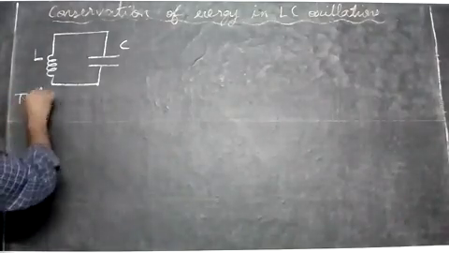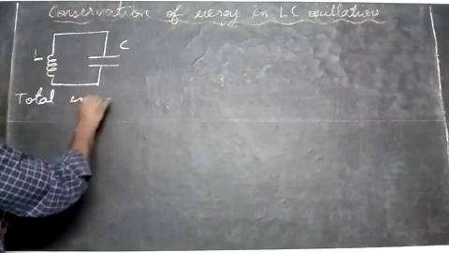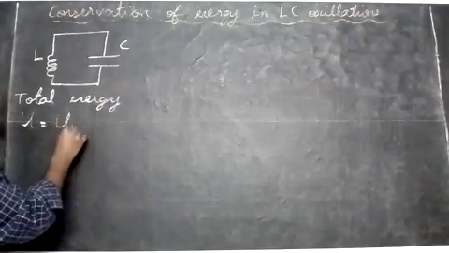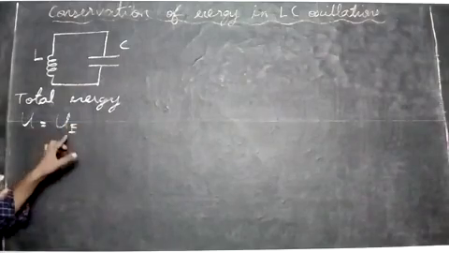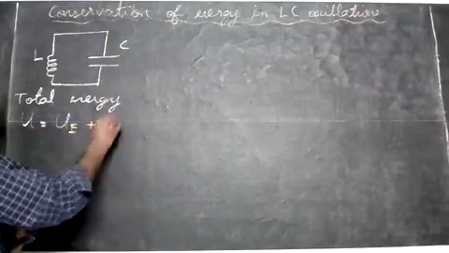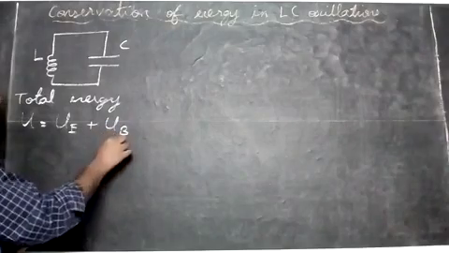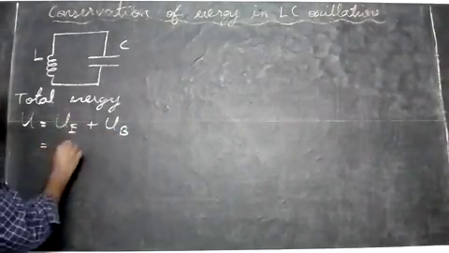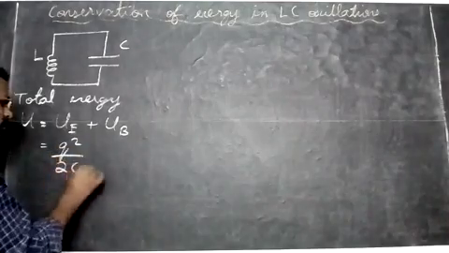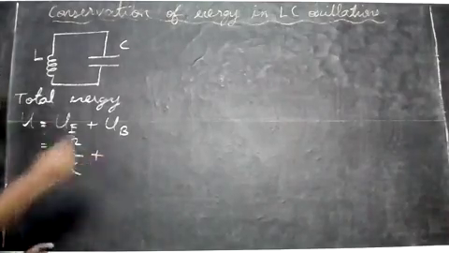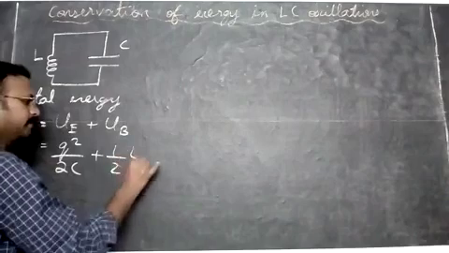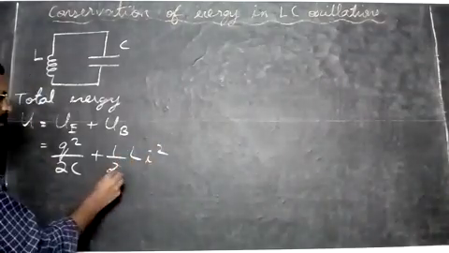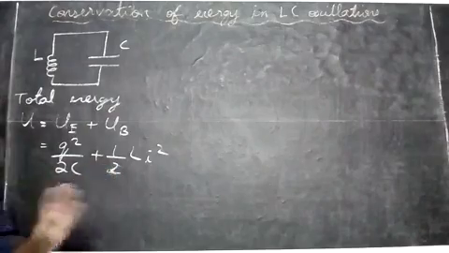So the total energy, that I write as U, is equal to UE, that means energy stored in the capacitor in the electric field, plus UB, the energy stored in the magnetic field. B means magnetic field. What's the formula of energy stored in the capacitor? That is Q square divided by 2C, plus the energy stored in the inductor, which is half L i square. That we know.